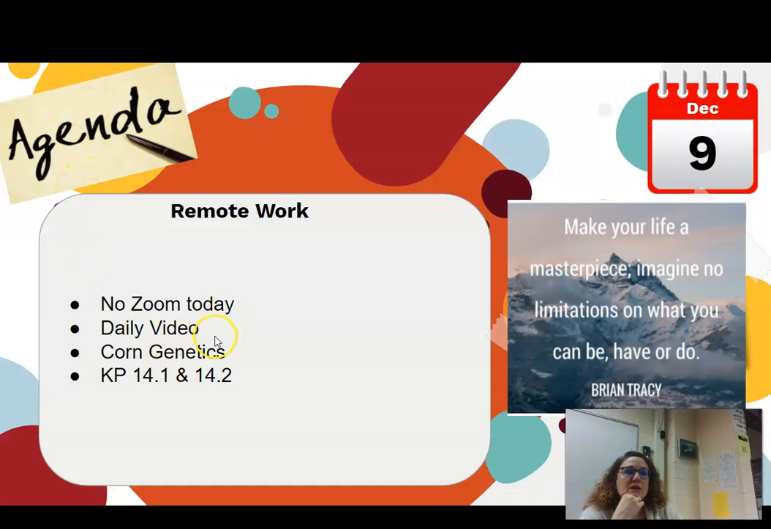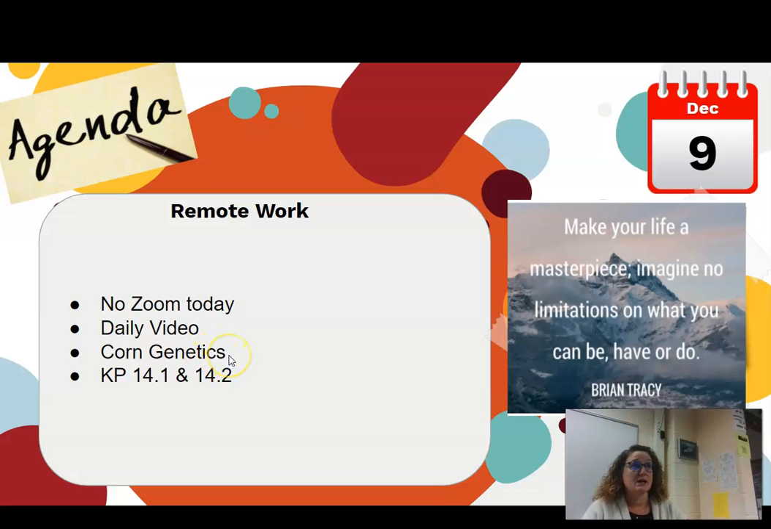So what we're going to do today, and really kind of for the rest of the time here, is to start looking at genetics. Today you're going to look at corn genetics, which is going to be monohybrid and dihybrid crosses. The knowledge probe is 14.1 and 14.2. These knowledge probes, in the worksheets, if you choose to do worksheets, are not so much like fill in the blanks like they have been, but it's more practice problems.